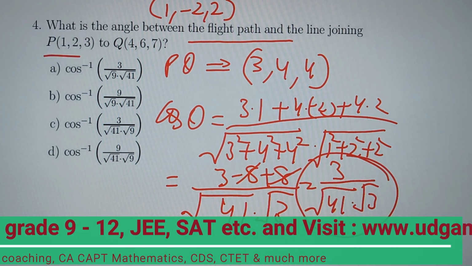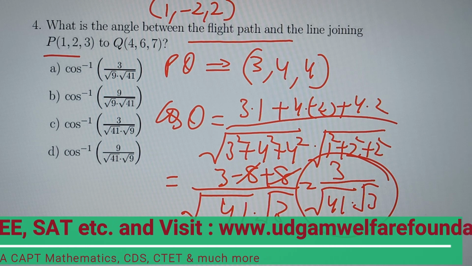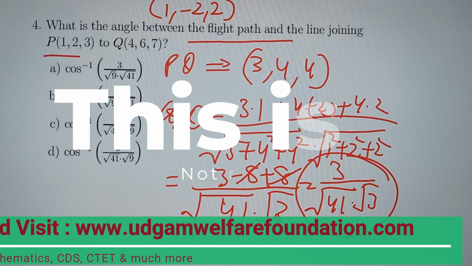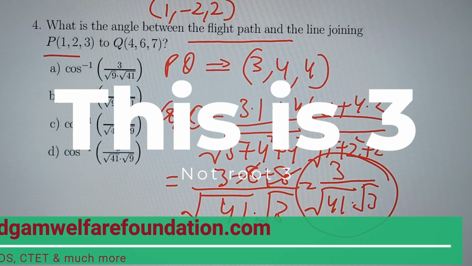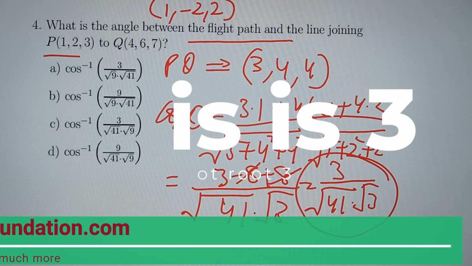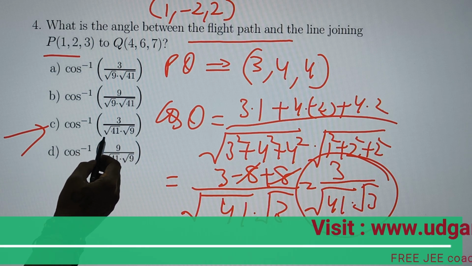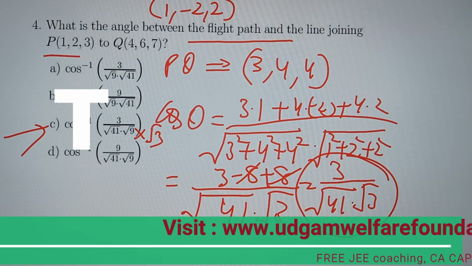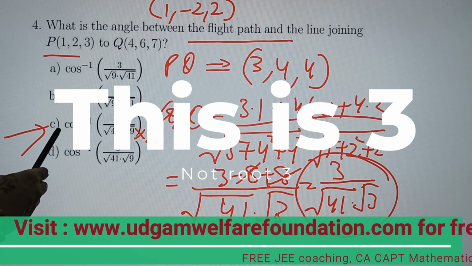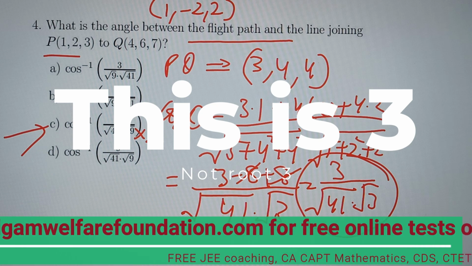So this is our correct answer here, which is 3 over root 41 into 3, and which is not matching our options, or we can say that this option is quite closer, 3 over root 41 into root 9. We can say that our correct answer is option number C.